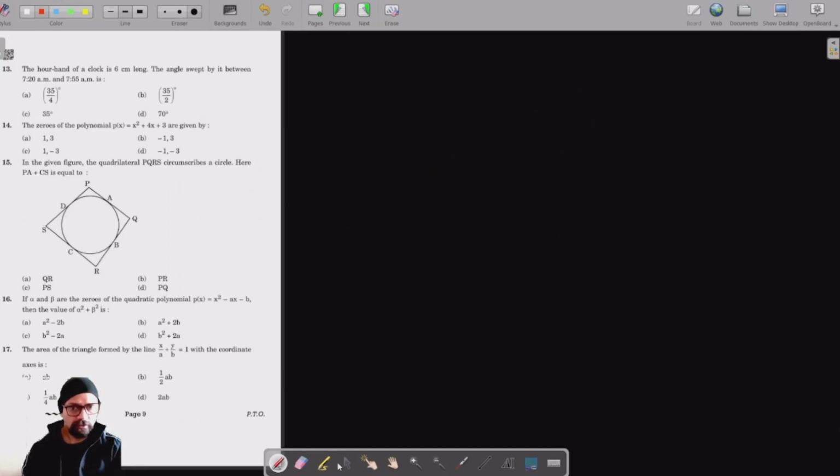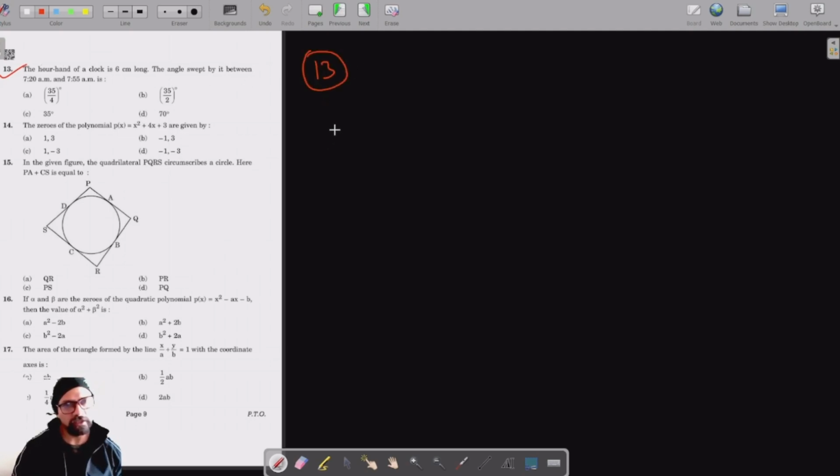For question number 13, it's given that the hour hand of a clock is 6 centimeter long, and we have to find the angle swept by it between 7:20 a.m. to 7:55 a.m. Now, this is the 7:20 a.m. So 7:20 a.m. to 7:55 a.m. So 7:55 minus 7:20 a.m. is equal to 35 minutes.